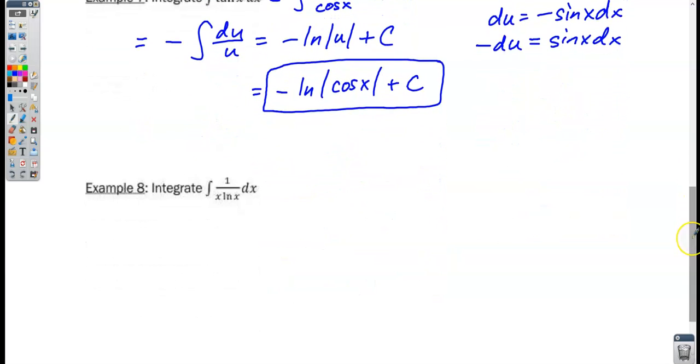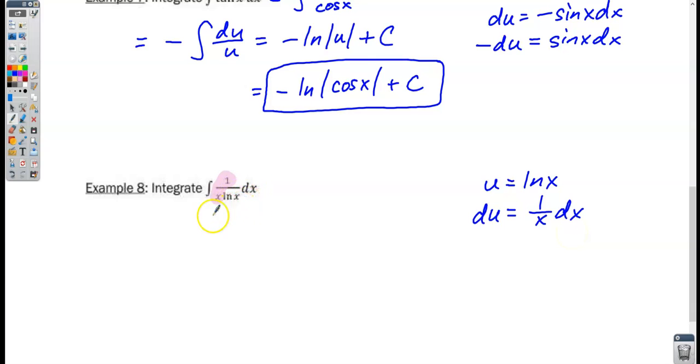All right, last one. Integrate the integral of 1 over x natural log of x dx. I just said that it's a good idea a lot of times to use the denominator of a fraction as a substitution. Unfortunately, that's not the case in this one. If you think back to the derivatives you should know, the derivative of natural log of x is just 1 over x. So it appears that u equals natural log of x would be a perfect substitution here, because du is 1 over x dx.